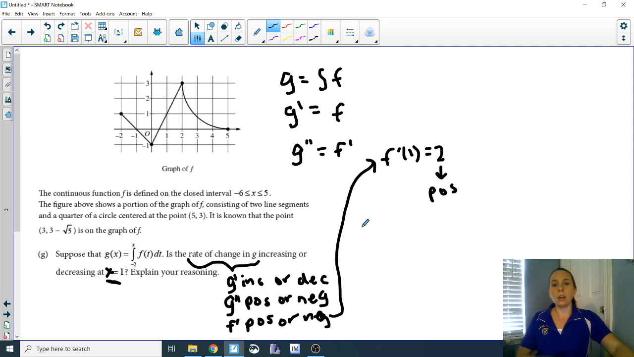I'm not going to write this out because it'll look horrible anyway, but you should write your answer out as a sentence. You should say the rate of change in G is increasing at x equals 1 because f prime of 1 is positive. Okay. F prime is the same as G double prime, so it's basically saying everything you need to explain your reasoning.